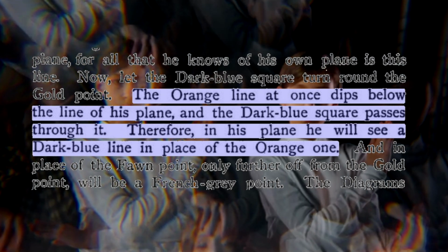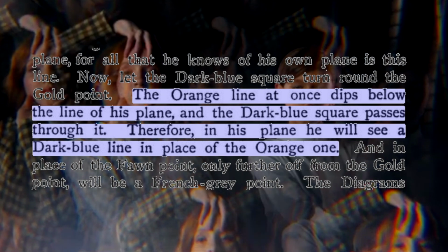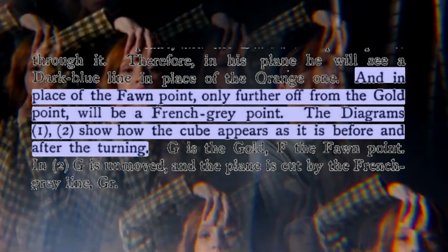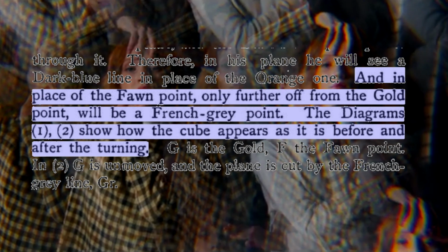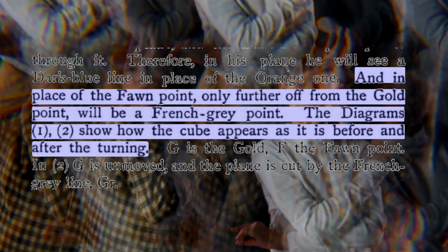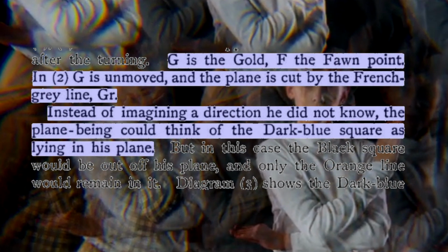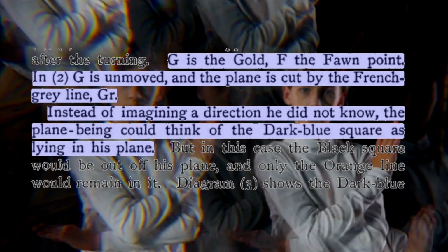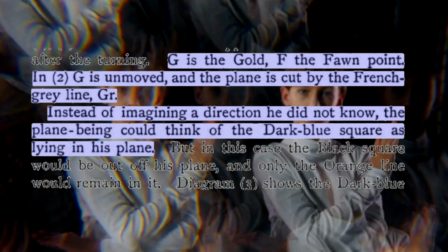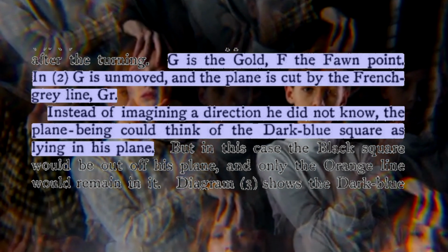The orange line at once dips below the line of his plane, and the dark blue square passes through it. Therefore, in his plane he will see a dark blue line in place of the orange one. And in place of the fawn point, only further off from the gold point, will be a French gray point. The diagrams show how the cube appears as it is before and after the turning. G is the gold, F the fawn point. And G is unmoved, and the plane is cut by the French gray line, GF.